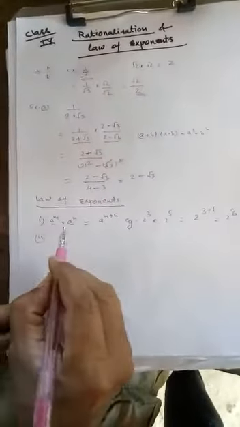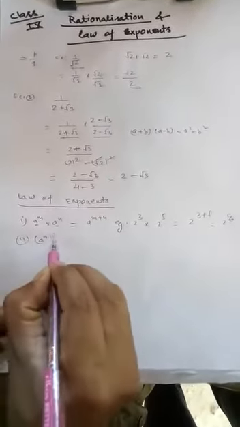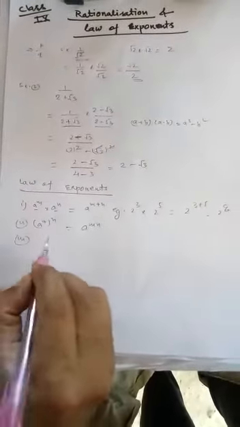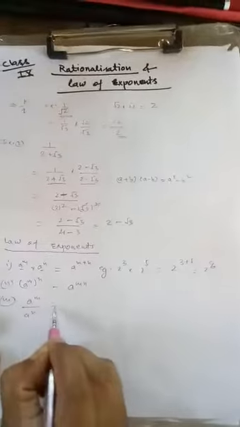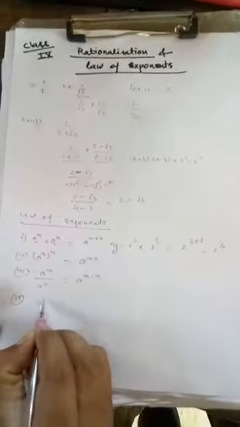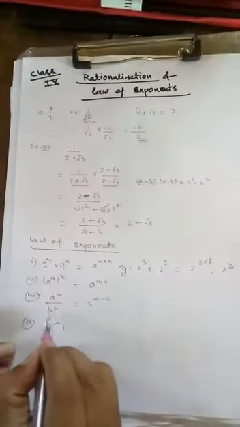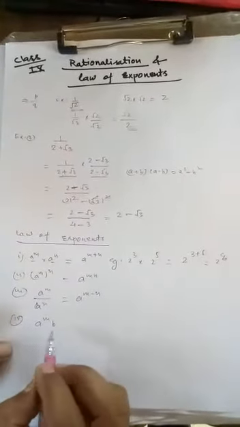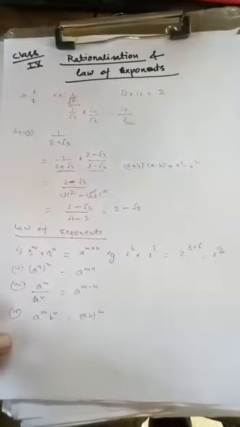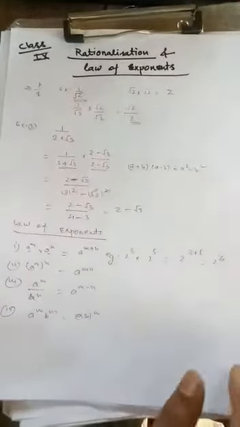Now the second law: if we have a raised to m whole raised to n, we can write a raised to m into n. Third is a raised to m upon a raised to n, which we can write as a raised to m minus n. And fourth is a raised to m into b raised to m, so we can write ab raised to m. So in this way we can solve our problems.